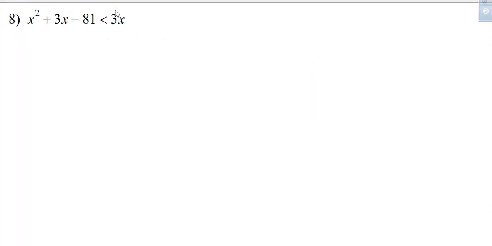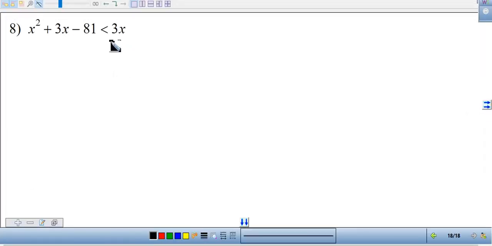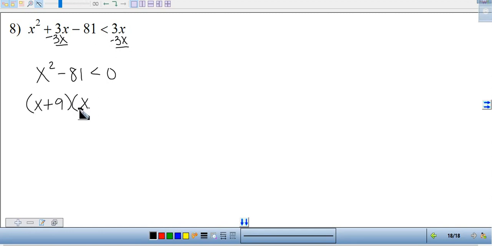All right, let's look at this last example. Again, we need to get everything on the same side. We're going to start by subtracting 3x. When we do that, it does cancel out our x on both sides, leaving x squared minus 81 less than 0. Hopefully, when you look at this, you immediately notice that this is the difference of 2 squares. x plus 9, x minus 9.